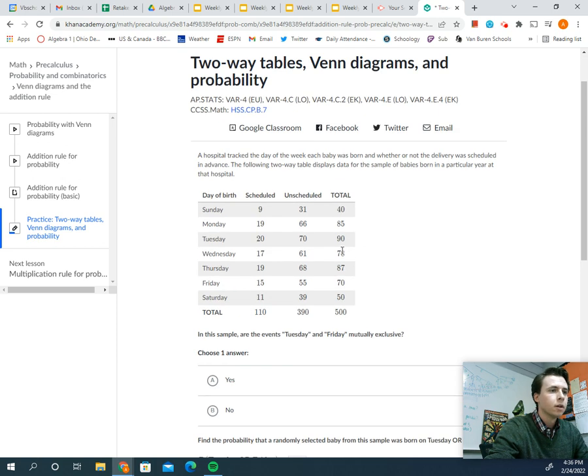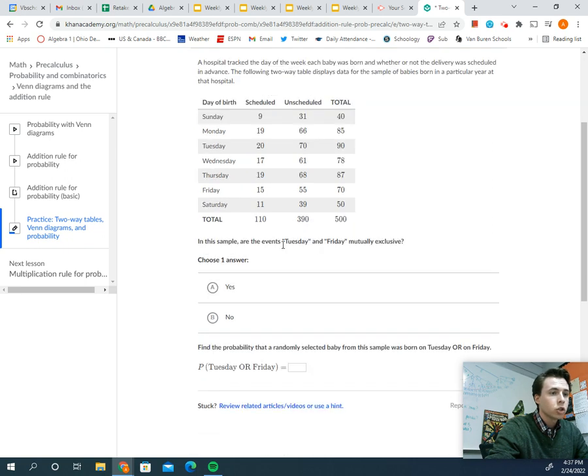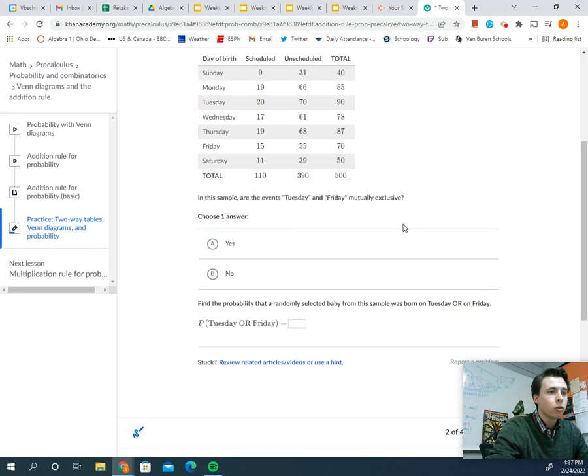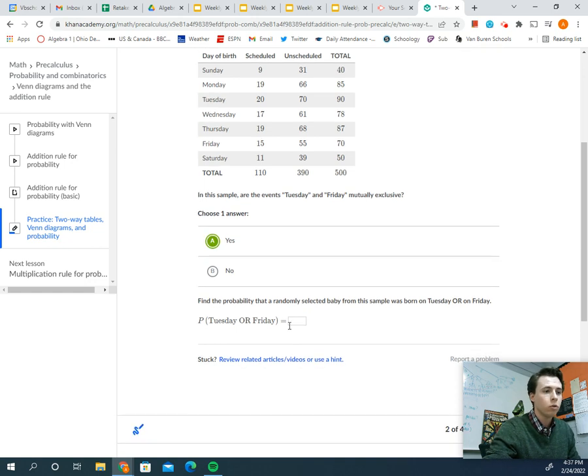We'll do one more of these. Hospital track the day of the week. Got another contingency table here. We've got scheduled versus unscheduled up top. We've got the day of birth on the left. Are Tuesday and Friday mutually exclusive? So finally, we get a little bit different one. Here we're comparing Tuesday and Friday. It is not possible for a baby to be born on Tuesday and on Friday, not the same baby. So these are mutually exclusive.